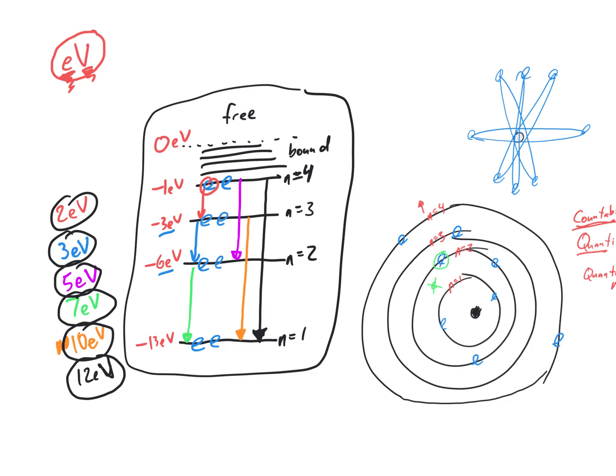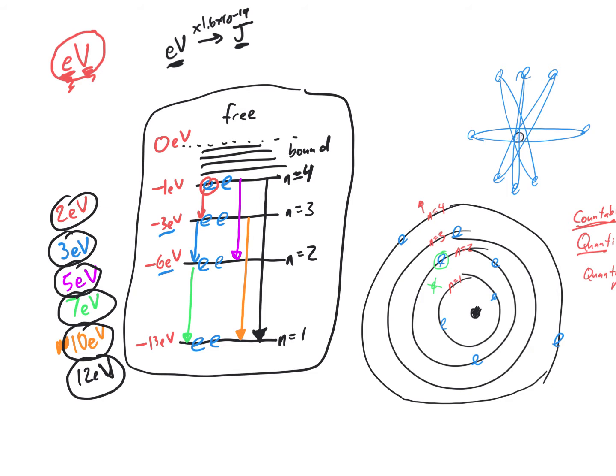It's a pretty quick conversion from that to joules. If you want to convert eV to joules, all you need to do is multiply it by 1.6 times 10 to the negative 19. And that'll convert your electron volts to joules. And for reference, that's the charge of an electron, which is where that number came from.